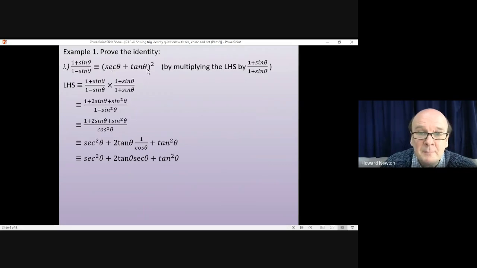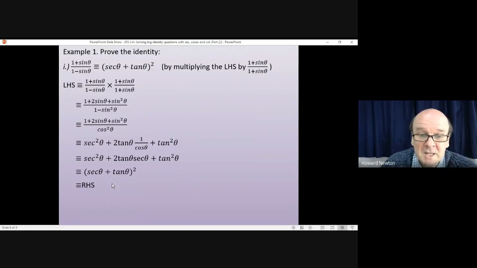Now, if I square that bracket, sec theta plus tan theta, I get what I've just written down. That means I've succeeded. That expression there that we got to is identical to the right-hand side, sec theta plus tan theta all squared. So I've started with the left-hand side, and I have shown that it is identical to the right-hand side. At this point, you could just restate the question and say, therefore, 1 plus sine theta divided by 1 minus sine theta is identical to sec theta plus tan theta all squared.